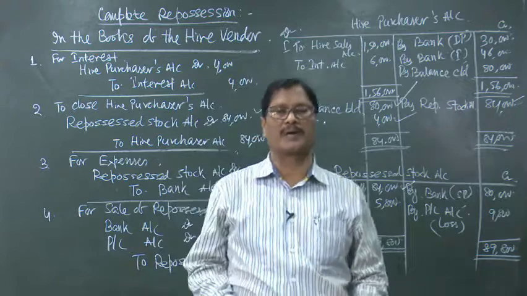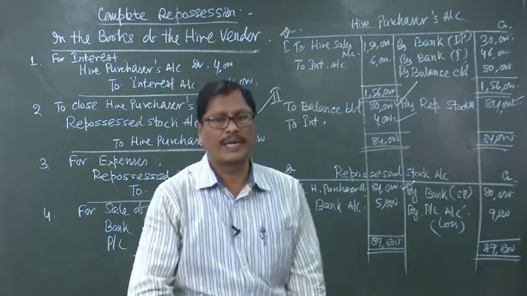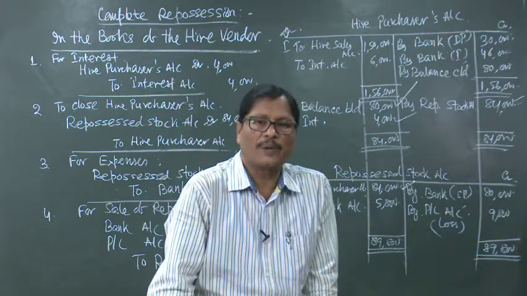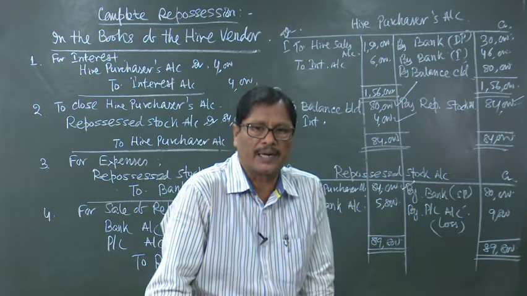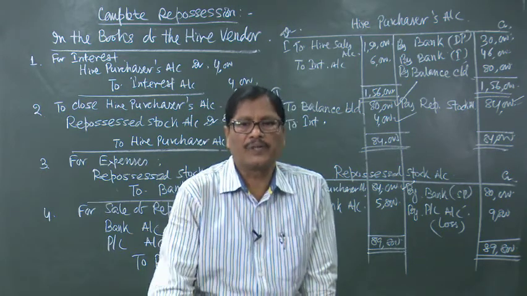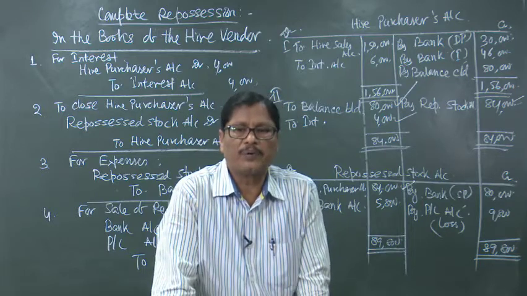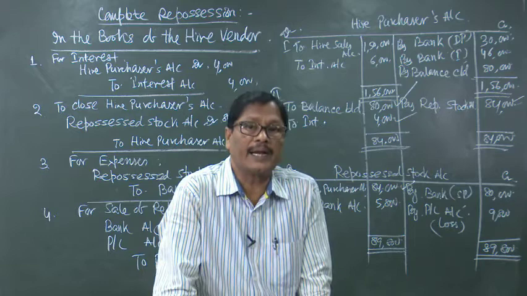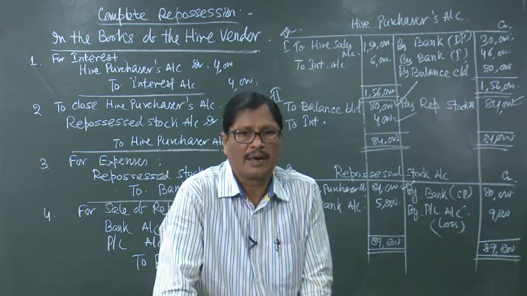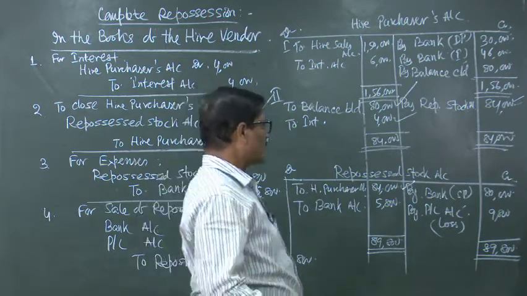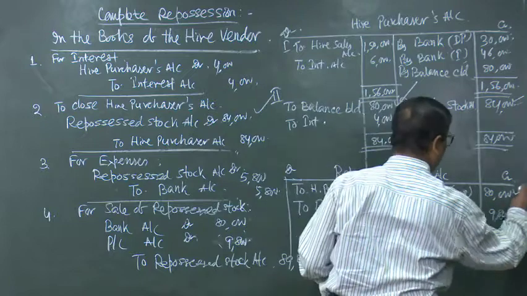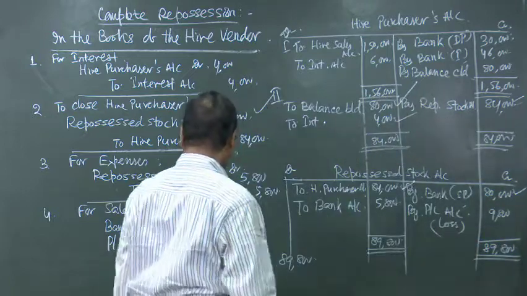This is our property. We sell it. We sell it for how much? If we sell it for more than 89,800, then there will be profit. If we sell it for 89,800, there will be no profit, no loss. But if we sell it for less than 89,800, there will be a loss. And what is the amount of sale proceeds? It is only 80,000, less than 89,800. So, there is a loss.